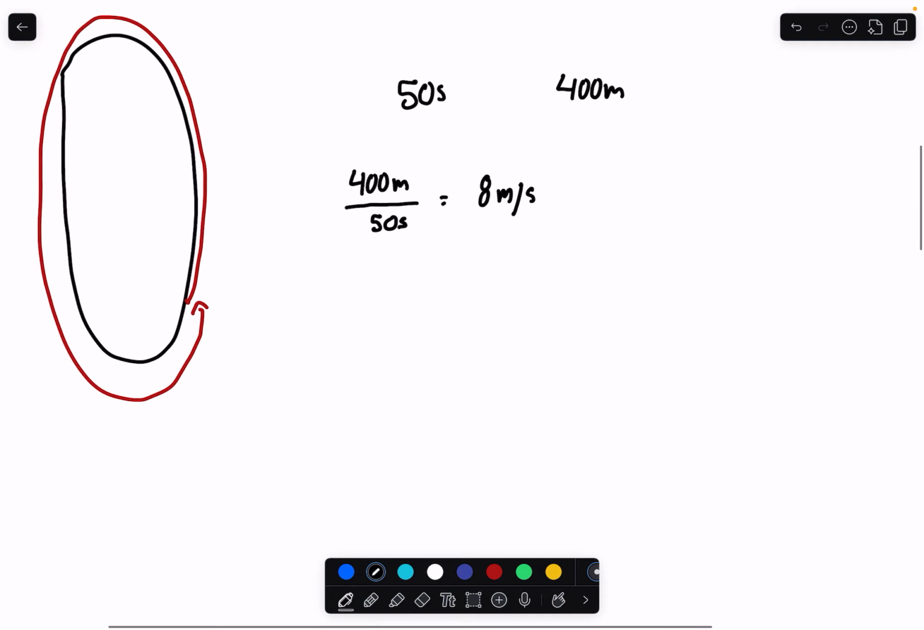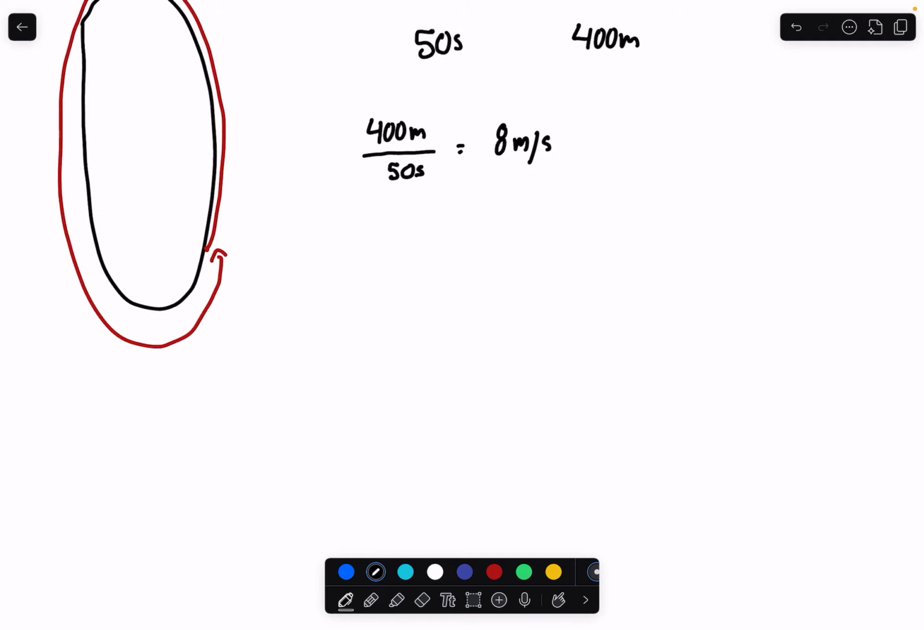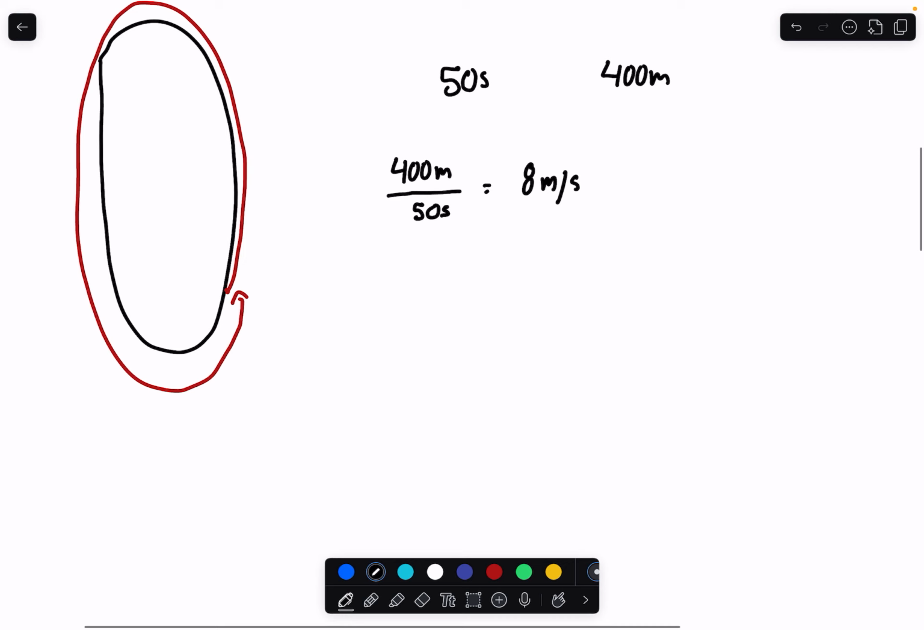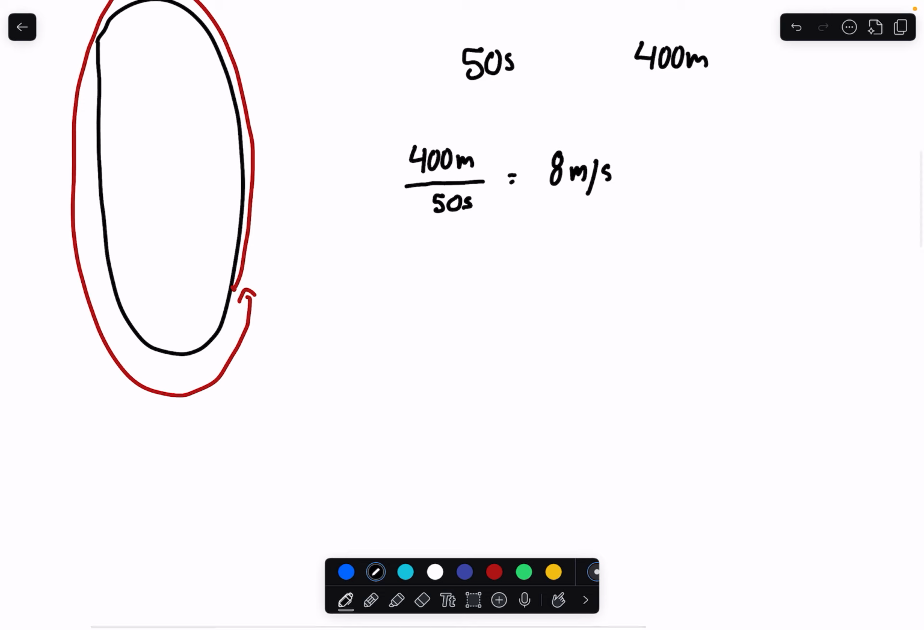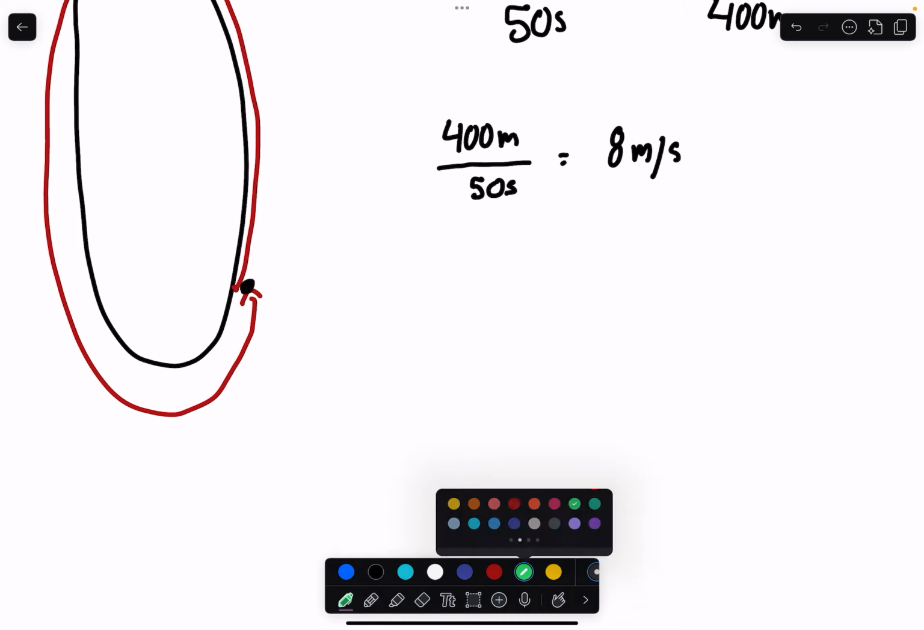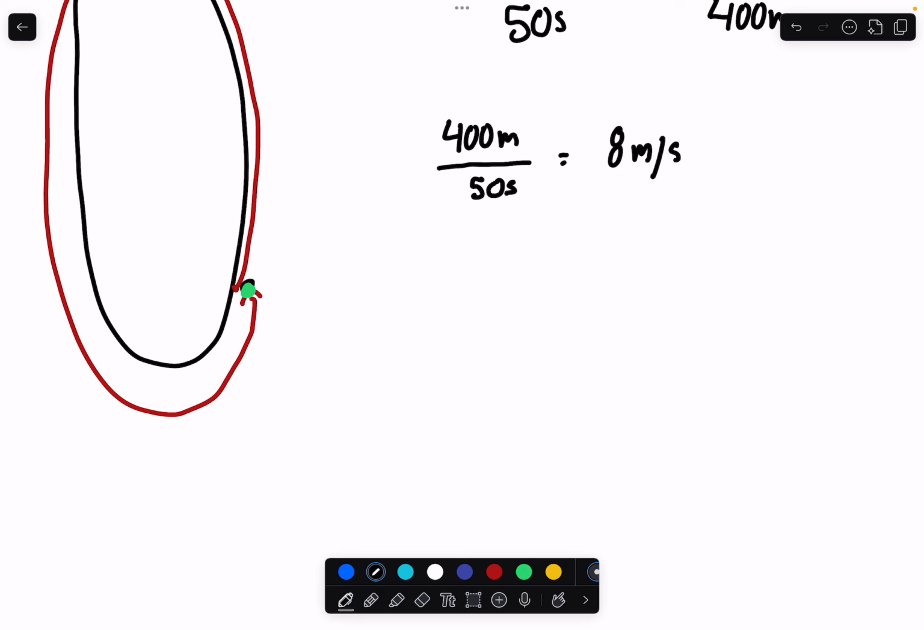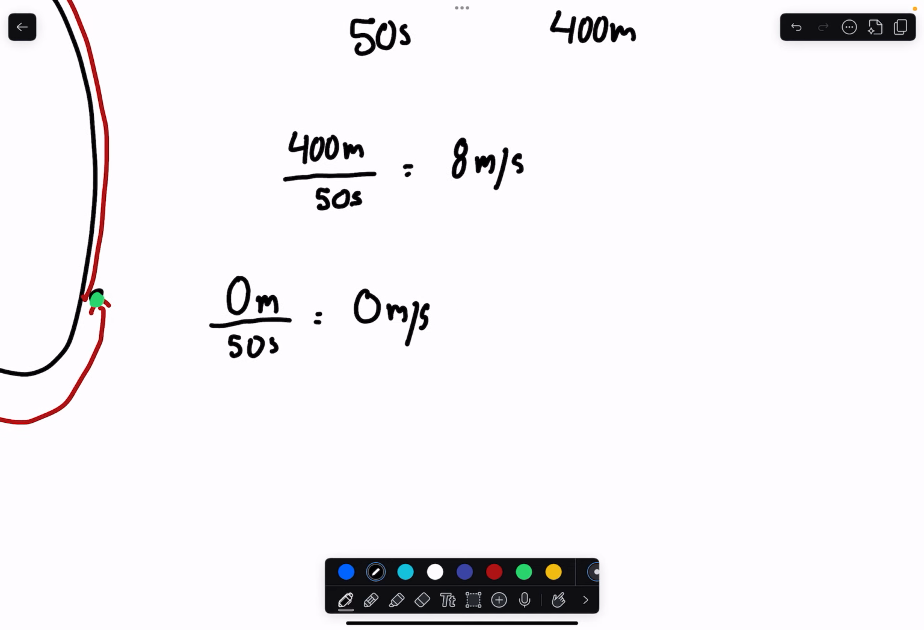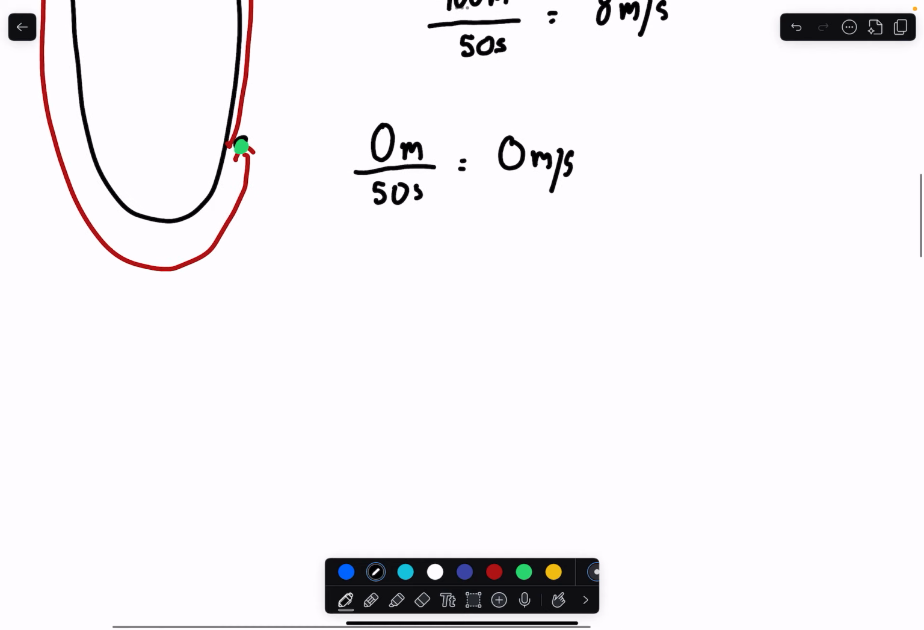Now, velocity is a little trickier because for velocity, we want to know what the displacement was and how long it took. If we're looking for displacement, we want to know the difference between where we started and where we ended. If we started right here and ended right here, then our displacement is actually just 0. So we had a displacement of 0 meters over 50 seconds, which is just 0 meters per second. So while our average speed was 8 meters per second, our average velocity was 0.